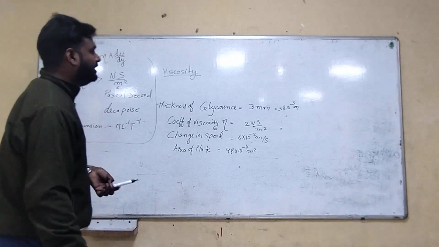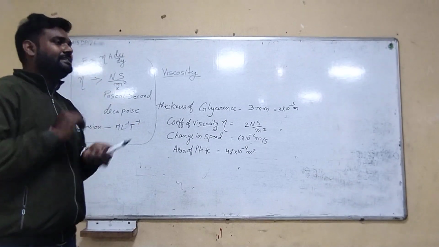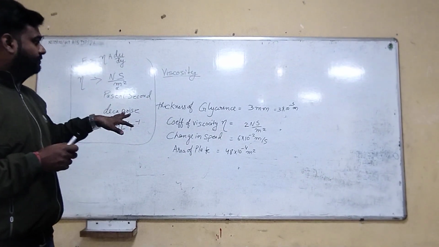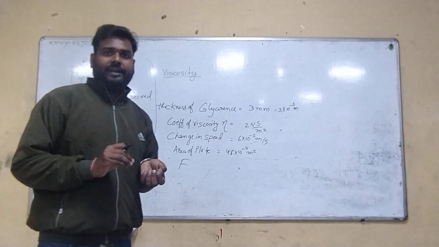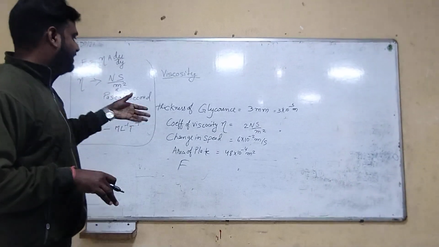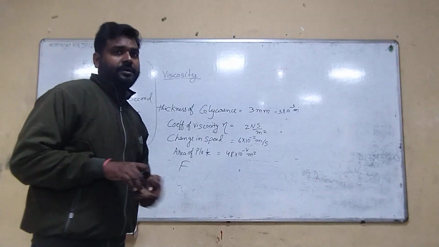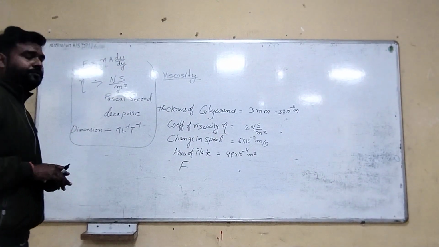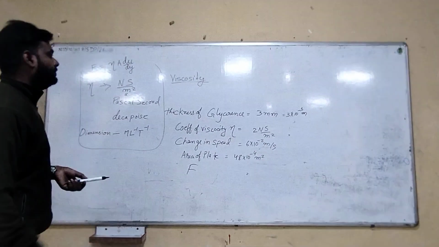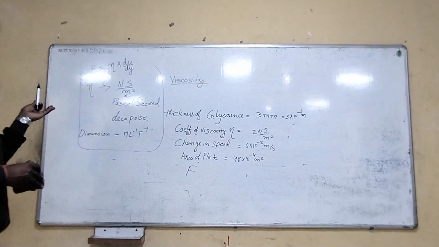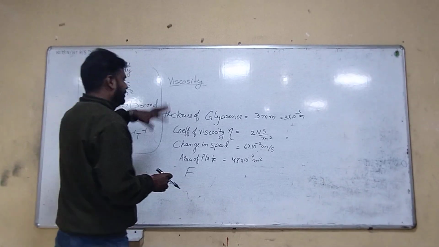The question is saying that a plate is over a glycerine layer, and we have to find the force required to pull that plate over the glycerine. If we give a speed to the plate of 6 into 10 to the power minus 2 meter per second, then what force is applied over the plate to just pull it over the glycerine layer? This is a question from the same concept. You have to find the F value, and all the values are given here.